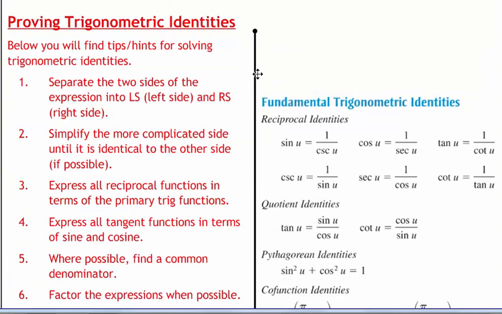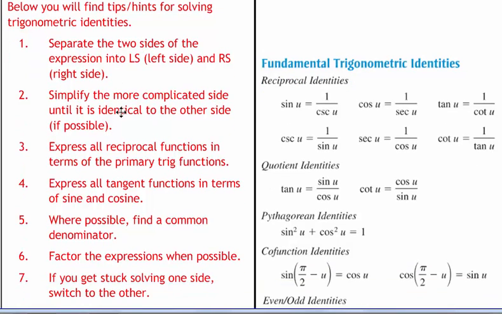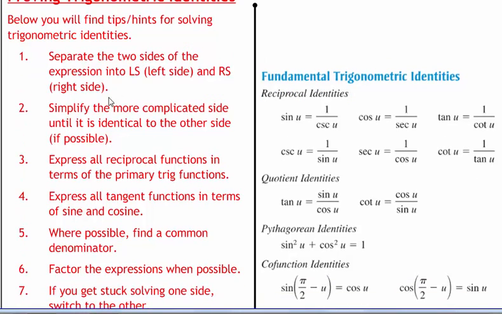So to go about proving trig identities, this is essentially what I would suggest. Now, some of these things won't come into play. Certainly, all of these things don't come into play on every question, but they're things to consider. First one, separate into left side, right side. That is absolutely mandatory. We will always do that. Simplify the more complicated side first. That seems like the best place to start.